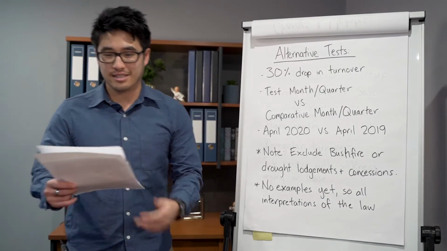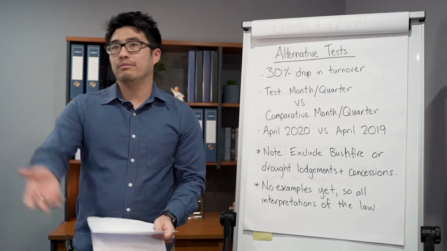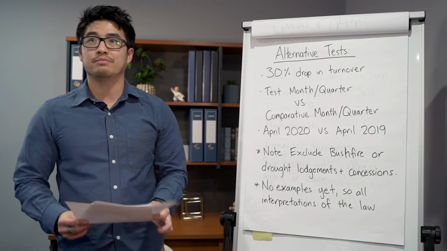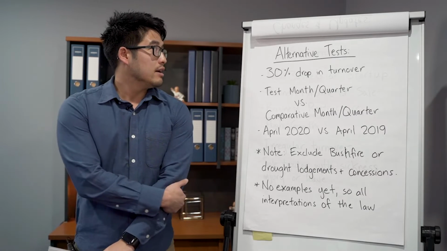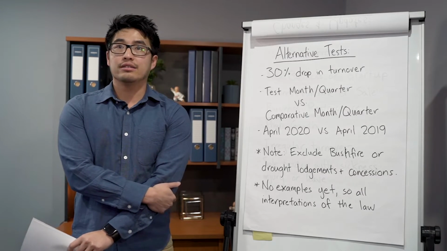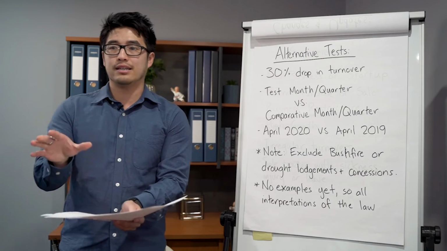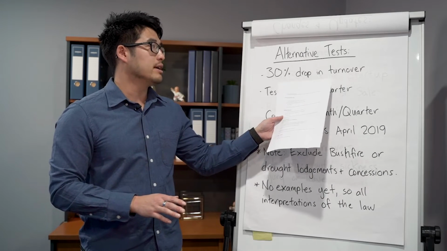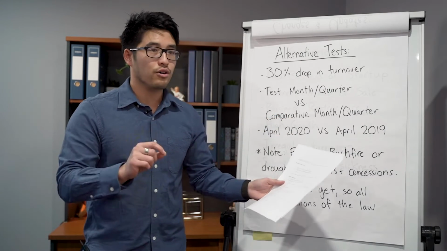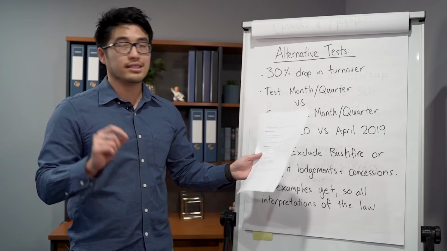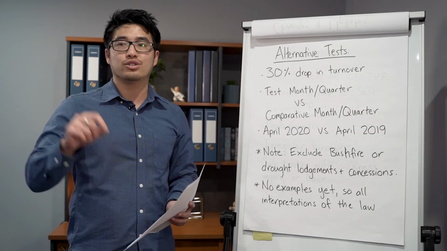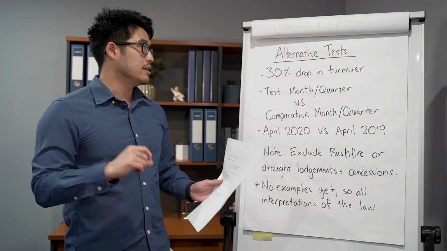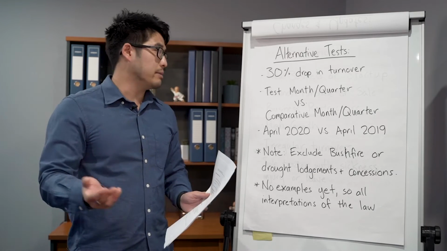So, the alternative test. This is the one that probably everyone's here for. The alternative test is basically where there are different scenarios. Initially, the turnover test was where you need to work out a 30% drop in your business for the tested month. The test month could have been anywhere between March all the way to September, but the earlier the better because you get more JobKeeper payments.